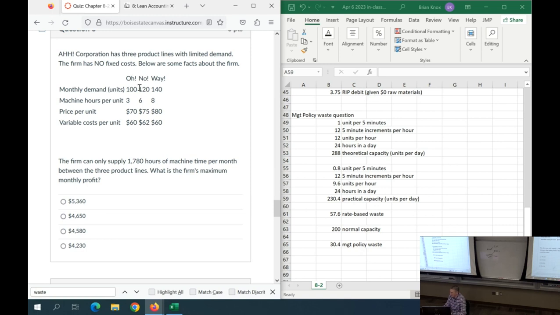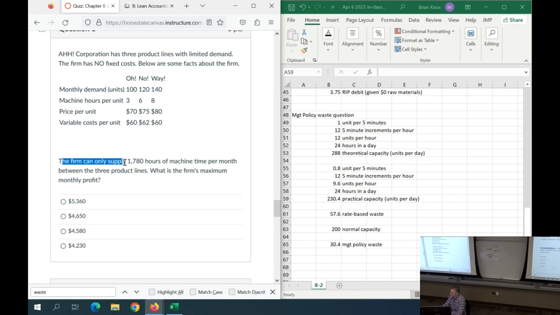The no product line has demand of 120, takes 6 machine hours per unit to produce. We sell it for $75. It costs us variable cost of $72. We have no fixed cost, so it overall just costs us $72. Way product line, 140 units of demand, 8 machine hours per unit, $80 price, $60 variable cost. So hopefully your chapter 3 ears are tingling. We got price and variable cost. We could produce a contribution margin for each of these units, which we'll need to.